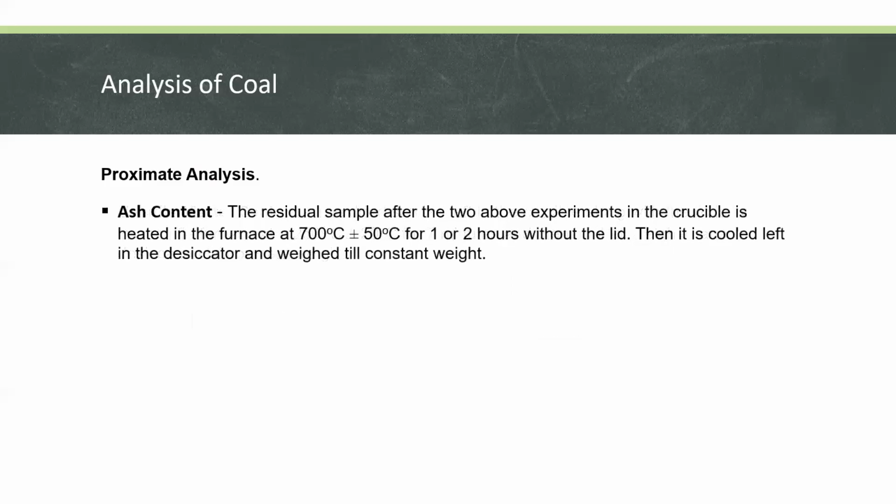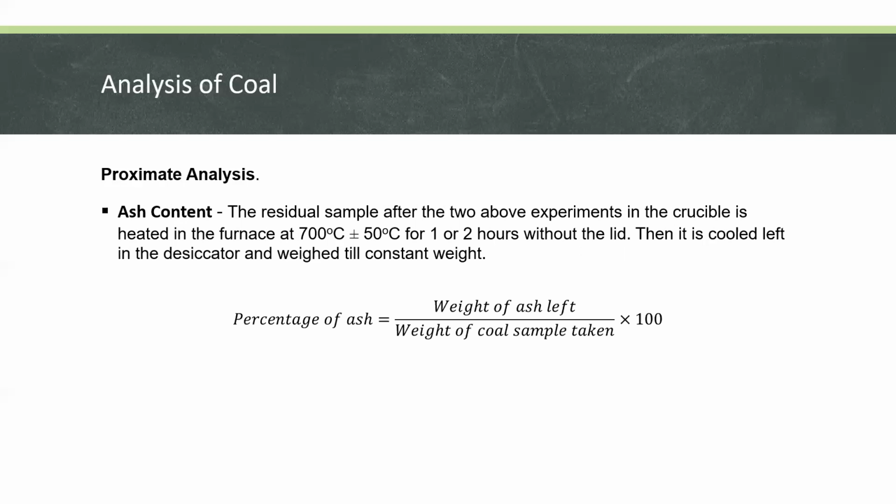The third one is determining the ash content. From the given experiments earlier, the residual sample is placed in a crucible and heated in a furnace at about 700 degrees Celsius for about 1 to 2 hours without lid. Then it is cooled in the desiccator and left till constant weight. So the weight left is the ash content, divided by the weight of the coal sample taken times 100. Then we have the percentage of ash.